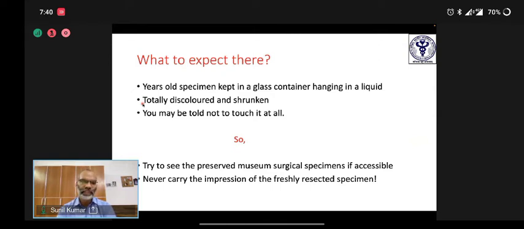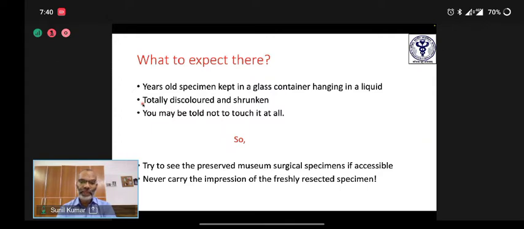So most important is that you should have some practice beforehand. Try to go and see the museum specimens, which are most of the time limited in number, but some specimens will be there in your hospital wherever you are. If not, you can ask your friend to arrange a visit to some academic center or medical college, where most of these specimens are definitely kept, because they have to teach other trainees like MD and MBBS also.